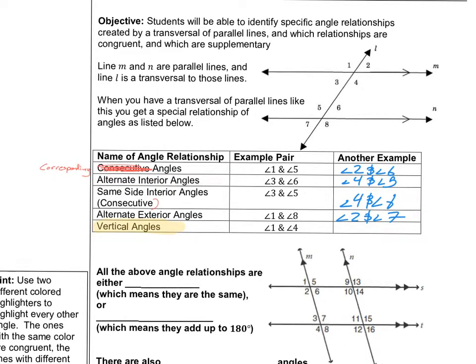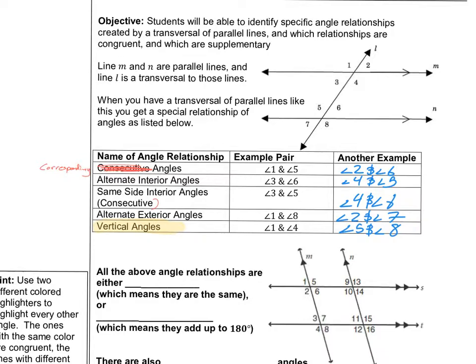And vertical is simply this. It is just angles that are across from each other. So when you have two lines that intersect, it's the angles across from each other. So 1 and 4 is a good example. 2 and 3, 5 and 8, 6 and 7. Those are all vertical angles. So let's just say, how about 5 and 8? Those are vertical angles. This is another example.